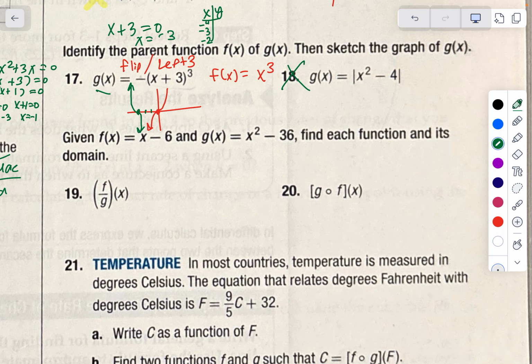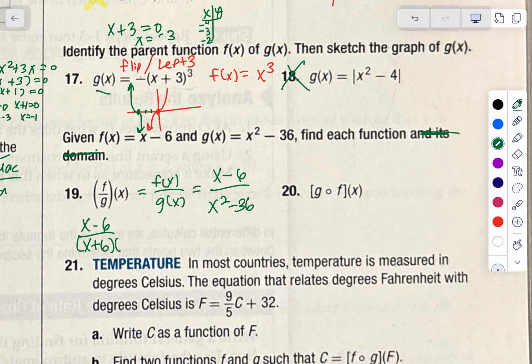We're going to do 19 and 20. I'm not concerned about the domain at this point. We're just going to find the function. f over g. That is just the f function divided by the g function. That's it. Nothing fancy. So the f function over the g function. Now this is one where technically that is the answer, but you could reduce it because the bottom is a factorable quantity, and it becomes 1 over x plus 6. If you told me that, I'm good with that.